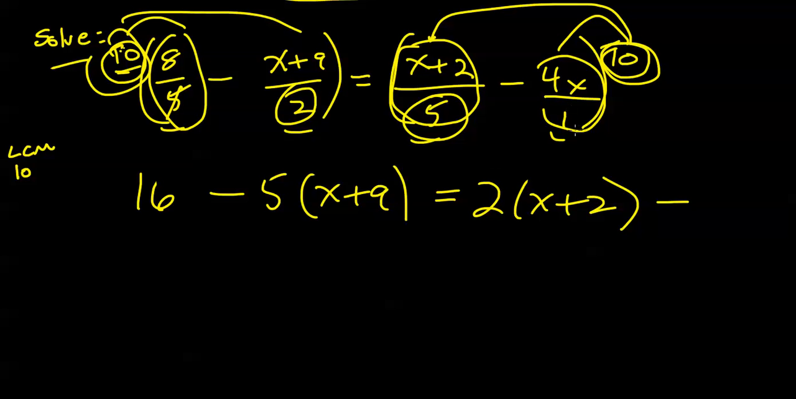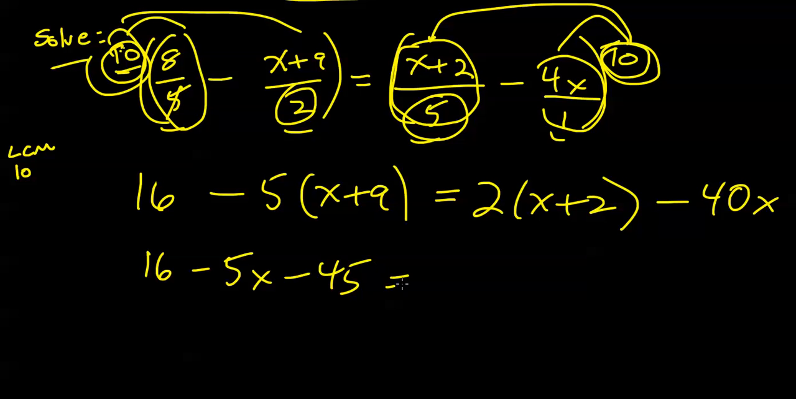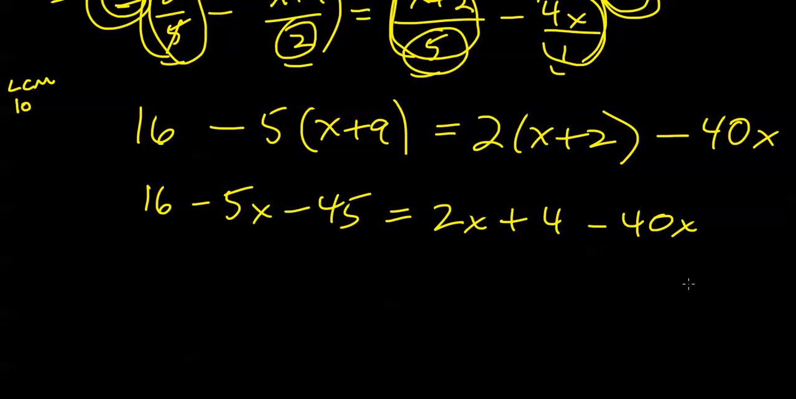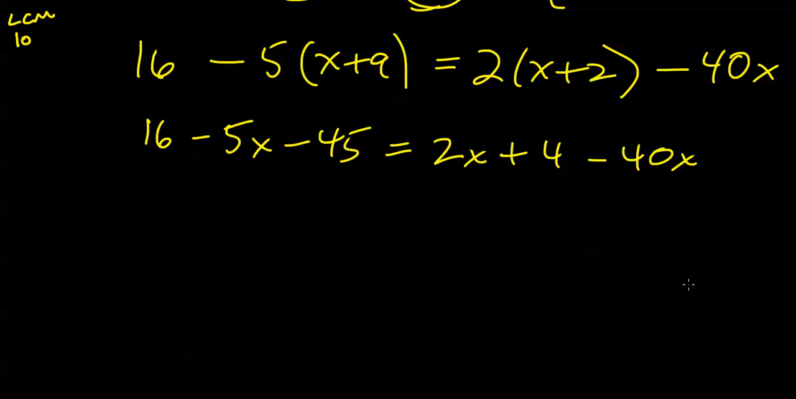Minus. Well, 1 goes into 10 10 times. 10 times minus 4x is minus 40x. All the fractions are gone, and something a little easier to deal with now. Of course, I've got to unchain those variable values from their symbols of grouping in order to combine. 16 minus 5x minus 45 equals 2x plus 4 minus 40x.